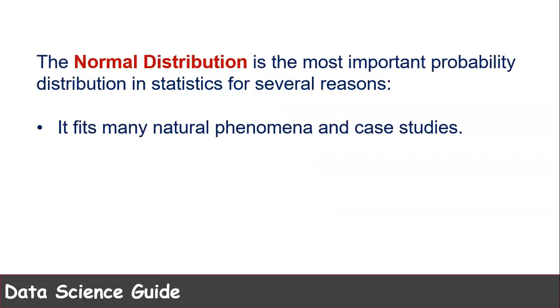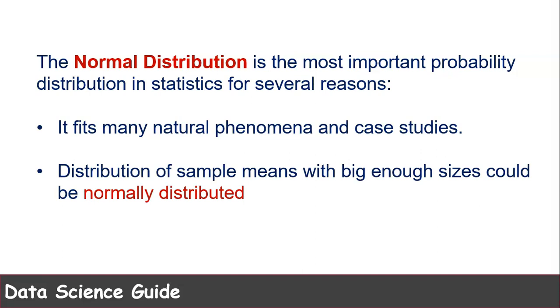So as I said, the normal distribution is the most important probability distribution in statistics, and that's for several reasons. First, it fits many natural phenomena and case studies. And the second important reason is distribution of sample means with big enough sizes could be normally distributed.